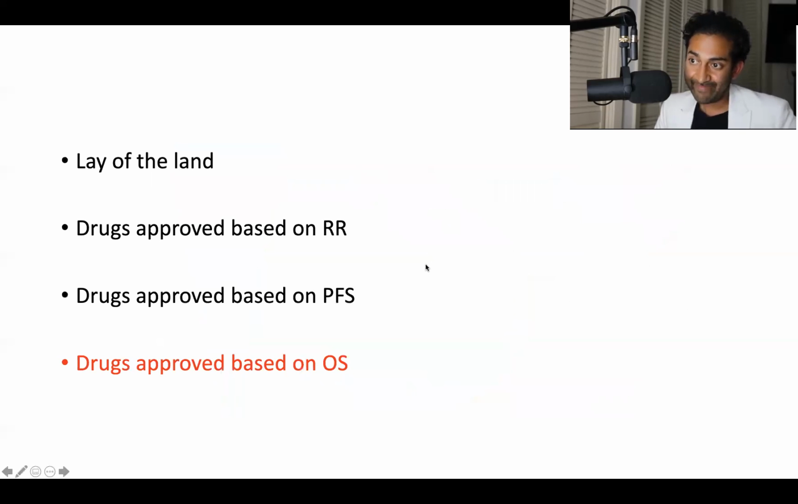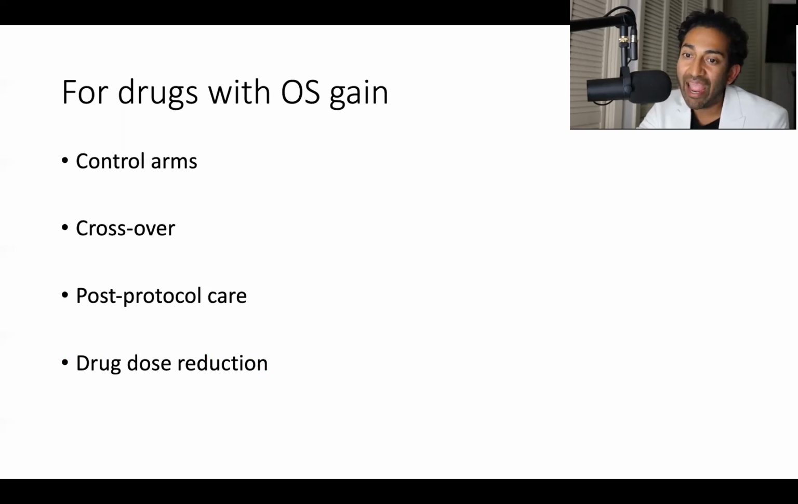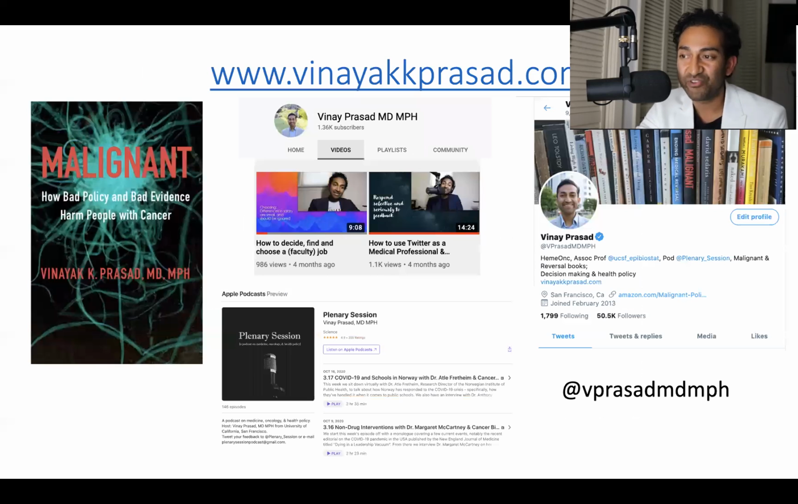All right, the last part, drugs approved based on OS. We're going to hear more about this in future studies, but of course, you remember these drugs, 2.1 month average benefit, they are marginal. And there are a bunch of reasons why those marginal benefits are, I think, distorted. They're upwardly distorted because of the choice of control arms, because of the use and misuse of crossover, because of the lack of appropriate per protocol care, and because of drug dose reductions. And also, a few other things, which we're going to come to in the future talk.